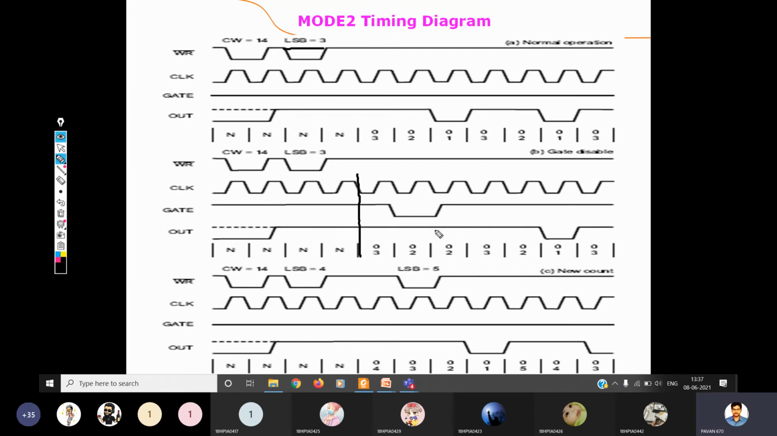So when will it take effect? In the next half cycle, in the next clock cycle. So the gate signal got disabled, it takes effect, and the counting is stagnated here. Again, since the gate is enabled, it comes into effect on this negative edge. So what is happening? It is repeating the count from the previous value. So 3, 2, 1, like this. So it is a rate generator.